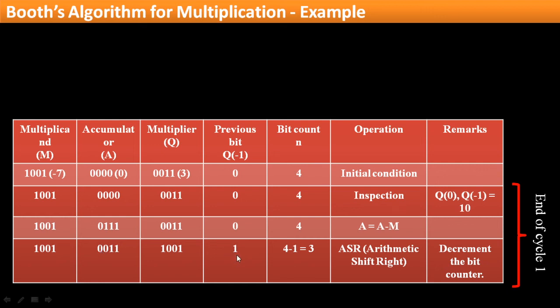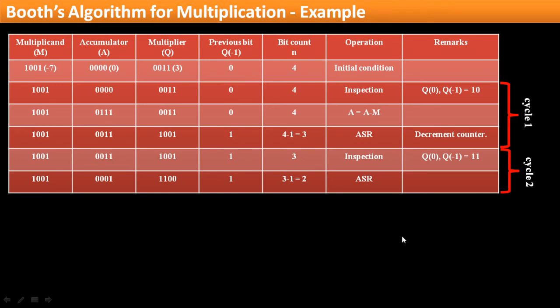Okay, so this is the end of cycle 1. When we do the shifting, we go for a decrement of the N bit count, and now this becomes 3. So this is the end of the first cycle. Let's move on to the second cycle.